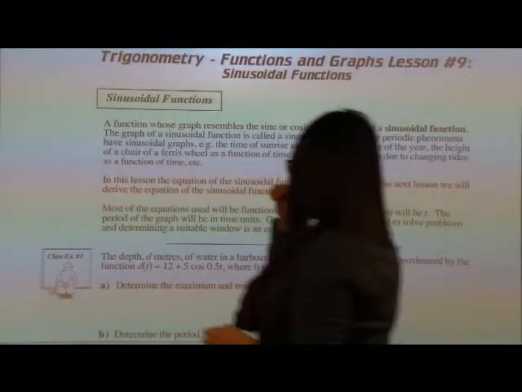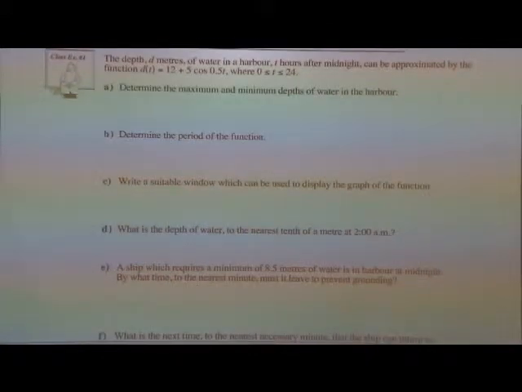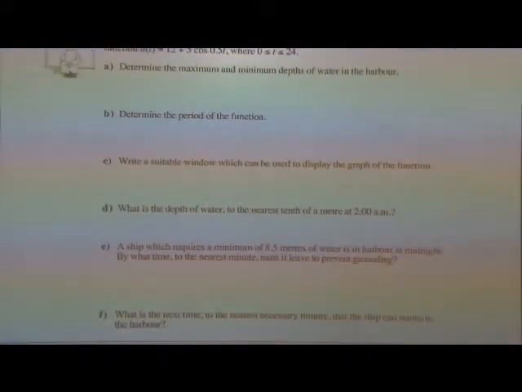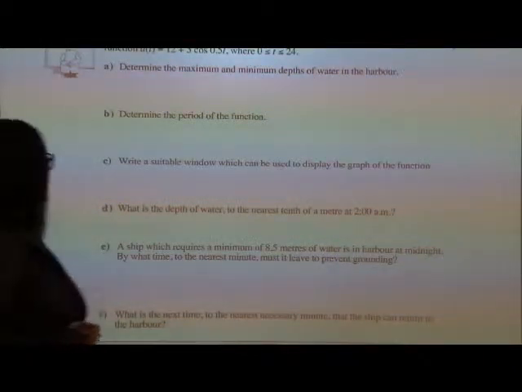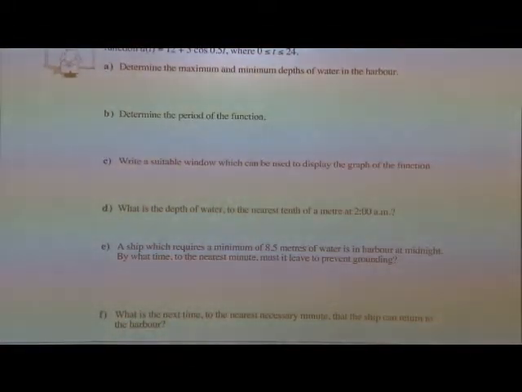So if we look at class example number 1, it is the water in a harbor. The depth of water in a harbor t hours after midnight can be approximated by the following function. D of t equals 12 plus 5 cos 0.5 t, where t is between 0 and 24 hours. Question A asks us to determine the minimum and the maximum values.